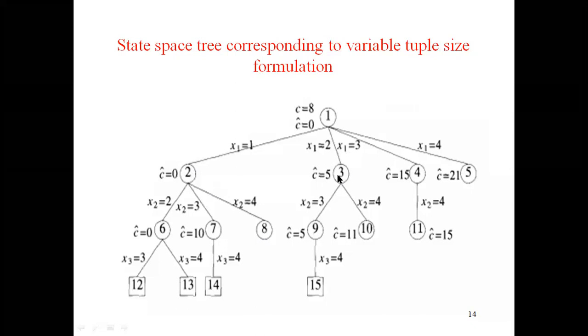Then the upper bound of 9. What is the upper bound of 9? After generating the nodes, you need to consider the upper bounds. Upper bound of 9 is 8. So upper becomes 8. Here upper is 8.